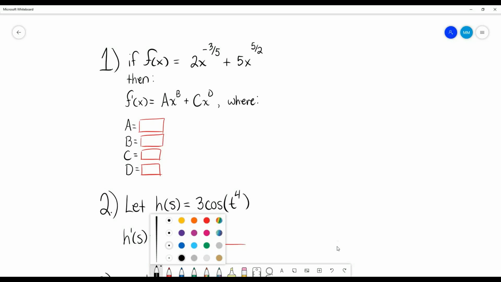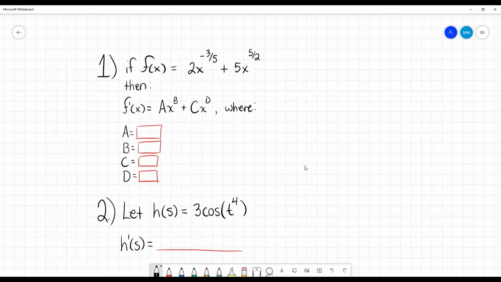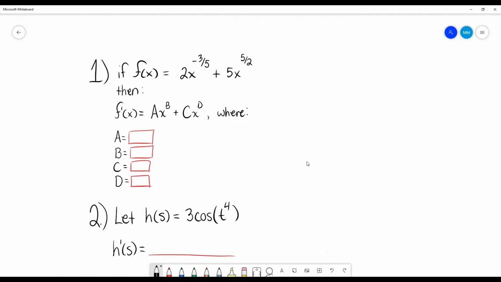All right, getting started on problems based on homework number 8 now. Let's go ahead and take a look at number 1. It tells us if f of x is equal to 2 times x to the negative 3/5 plus 5 times x to the 5/2, then our derivative of f of x should be written in this form, and we have to figure out what each of those letters ends up being in this particular instance.